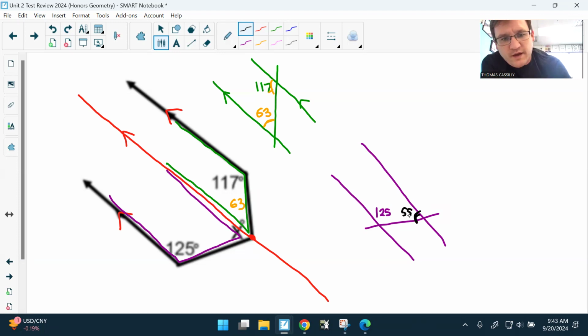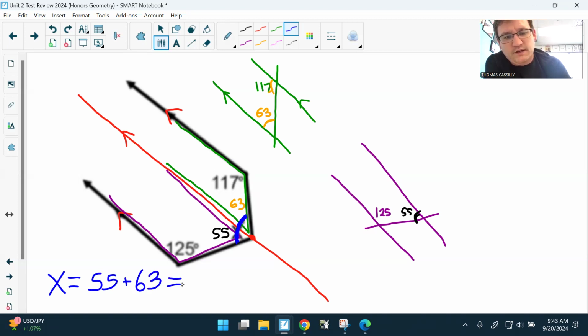All right, so now in this bottom corner, this is 55. All right, now the angle addition postulate lets us add up these two angles. They are adjacent angles. The interiors are inside of each other, so we can say x equals 55 plus 63. What does that give us? 118 maybe? Gives us 118 degrees. All right, and there we have it.